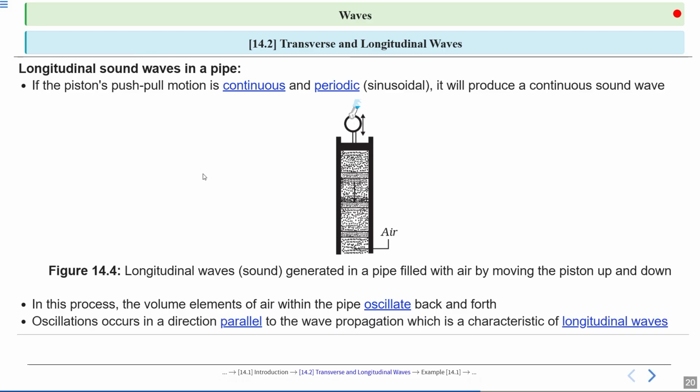And it's important to note that these oscillations happen in the same direction as the wave is moving, that is, parallel to the direction of wave propagation. This is what defines a longitudinal wave. Clear? As opposed to a transverse wave where the motion is perpendicular. So in sound waves like these, both the particle motion and the wave travel are in the same direction.